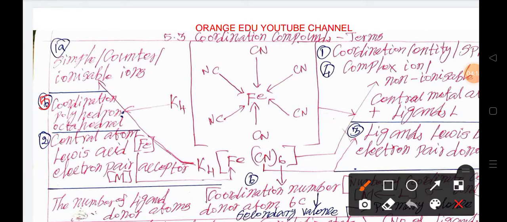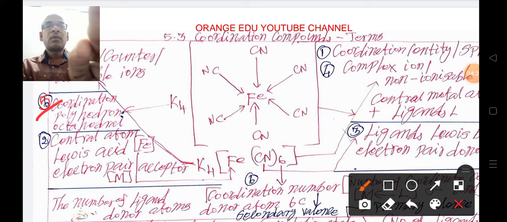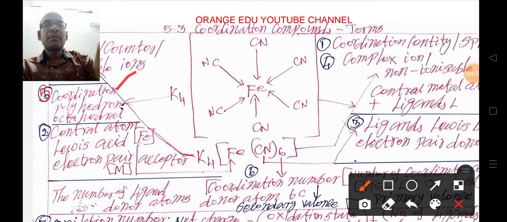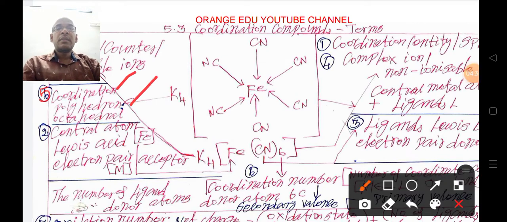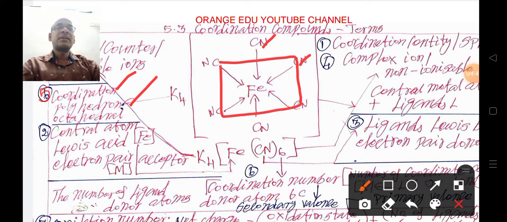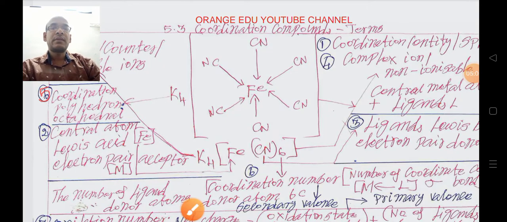Point number 5: coordination polyhedron. The polyhedron means the 3-dimensional arrangement of the ligands makes the shape of the coordination complex. For example, in this example, you join these 6 ligands, makes the octahedral shape. Simply, coordination polyhedron means the shape of the complex ion. In this example, shape of the complex ion is octahedral.